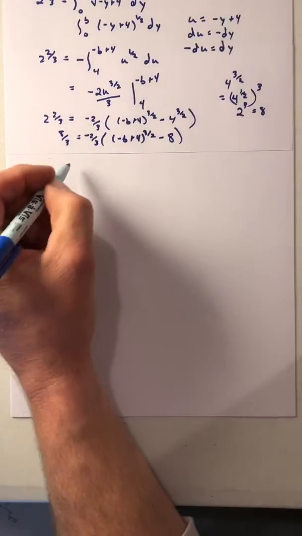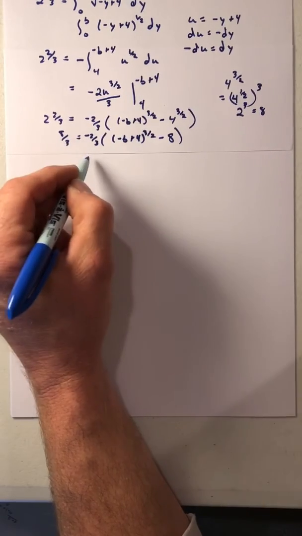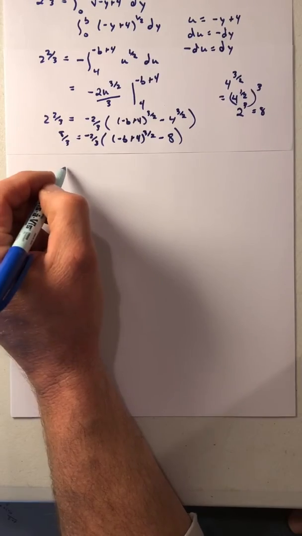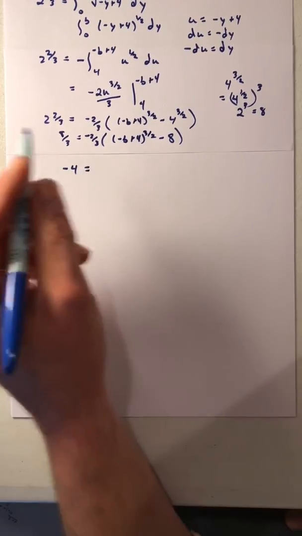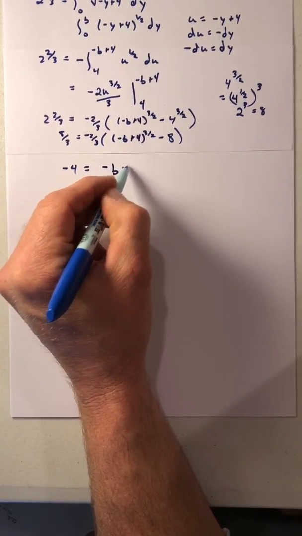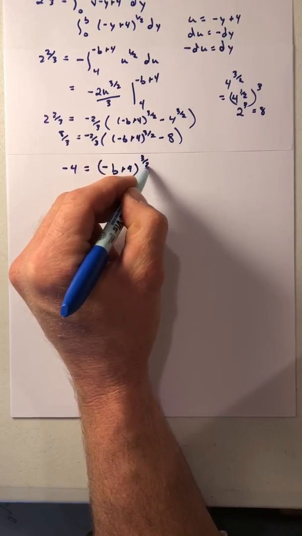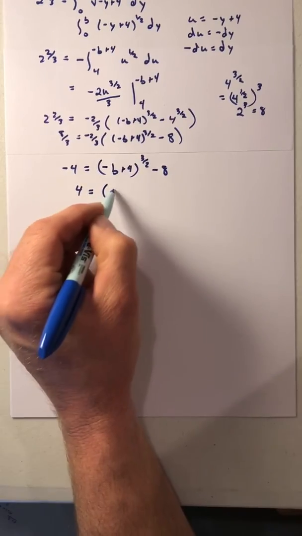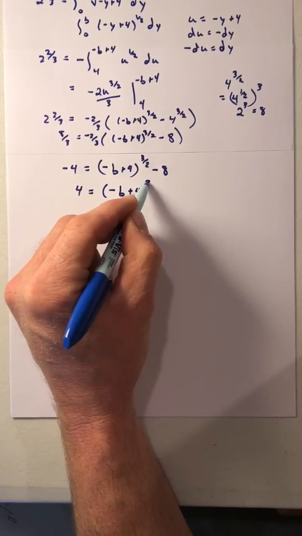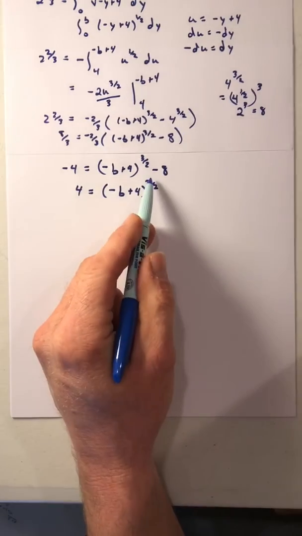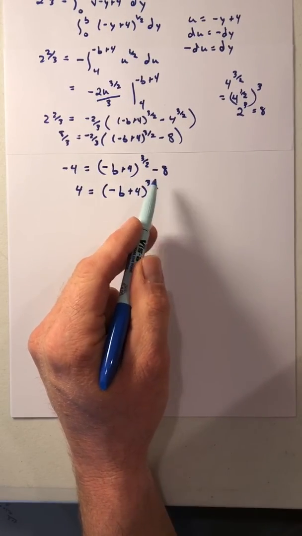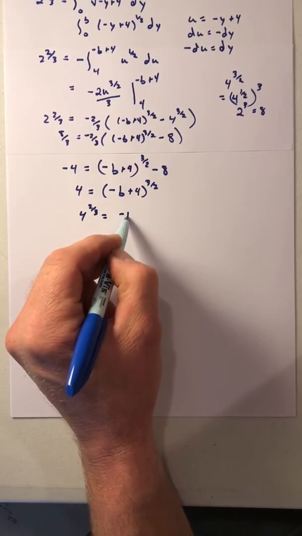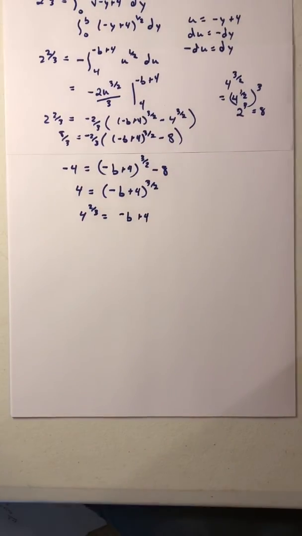Coming up to the top here, we can multiply both sides by negative 3/2. So negative 3/2 times 8/3 gives us a simple negative 4 equals negative b plus 4 to the 3/2 minus 8. Adding 8 over, we have 4 equals the quantity of negative b plus 4 to the 3/2. I can undo the 3/2 power by taking it to the 2/3. So I have 4 to the 2/3 equals negative b plus 4.